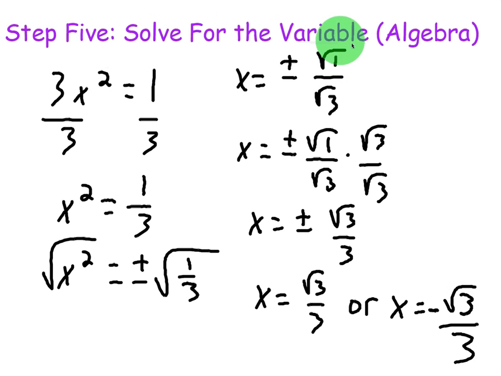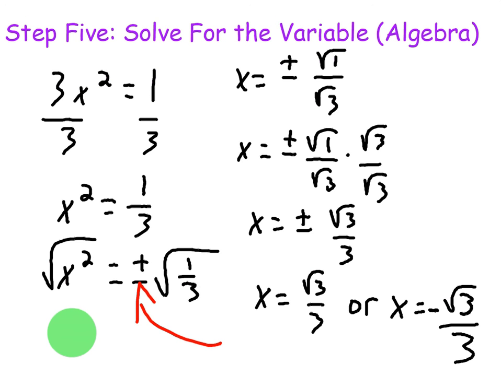Step 5 is to solve for the variable. So divide by 3, x squared equals 1/3, take the square root. Don't forget the plus or minus when you take the square root. So you get x is equal to plus or minus the square root of 1/3. And then you need to rationalize the denominator and do all that. I'm not going to spend forever explaining that. You guys have done that enough. x is equal to square root of 3 over 3, or x is equal to negative square root of 3 over 3. Remember, when you take the square root, do not forget plus or minus. I'm going to draw an arrow here at the plus or minus. Hopefully that'll help you remember that.